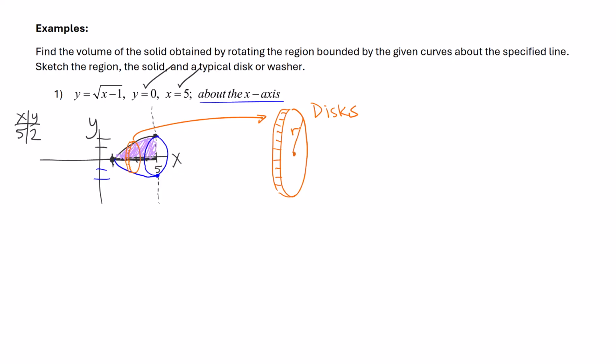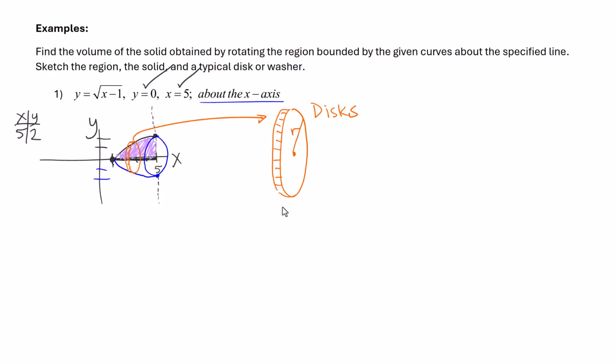And that means we can use that figure, the cross section I've drawn, or the typical disk you could say, as a way to add up all the disks that would be stacked together to form this solid. So let's understand the basic components of this disk we're working with here.